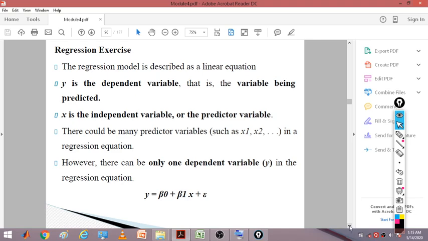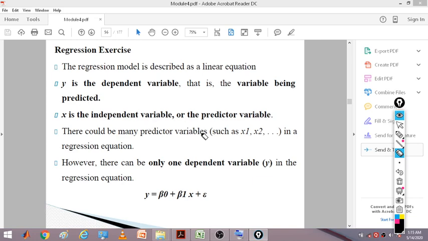Now, let's have some regression exercise. The regression model is described as a linear equation, like the first diagram. Y is the dependent variable, the variable being predicted, for which you need to make predictions. And x is the independent variable, called the predictor variable. So x is used for making the prediction, and y is the target value which we want to find out.